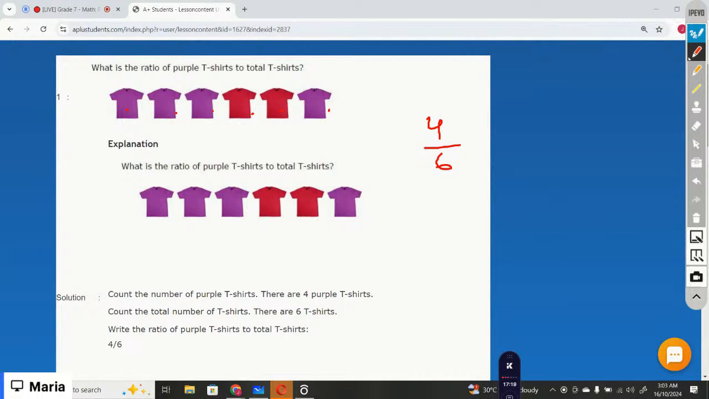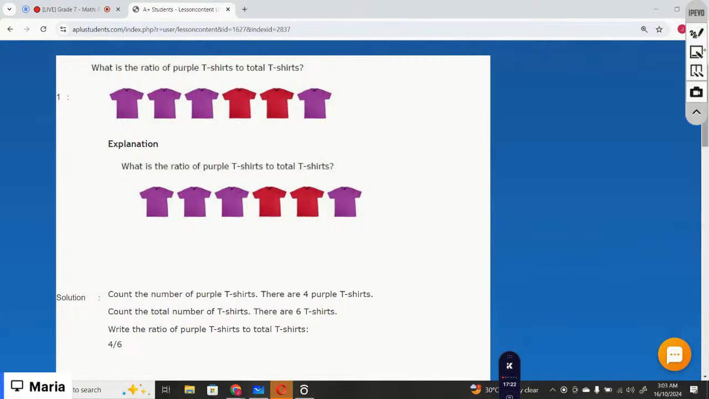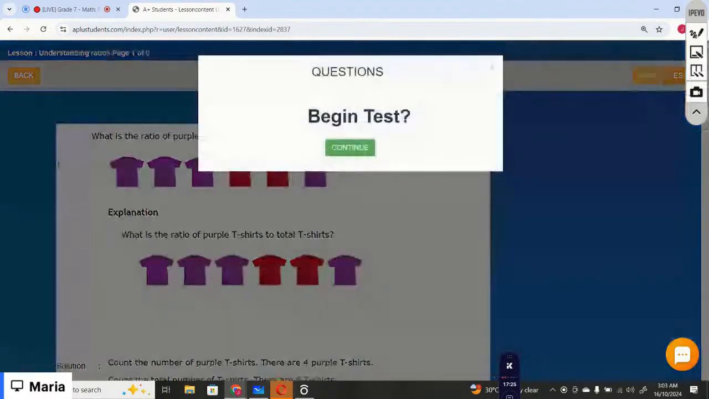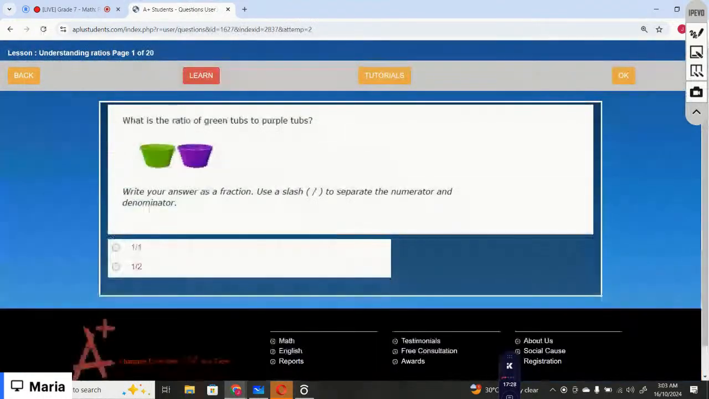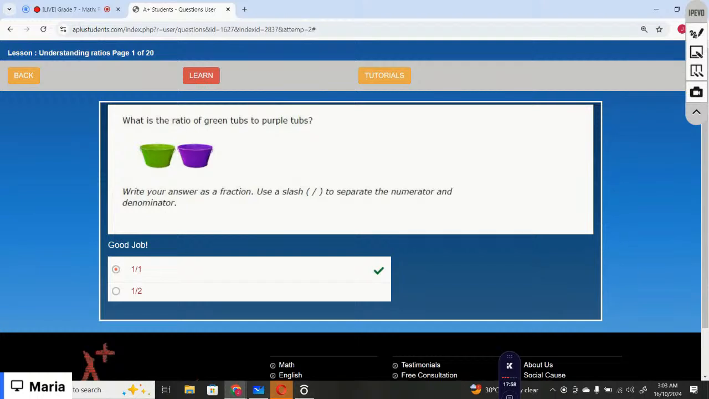Let's just start with the test questions. What is the ratio of the green tabs to purple tabs? So which is the correct option? Green tabs to purple tabs. You have one green tab and one purple tab. So that is 1 to 1. The correct option is option number 1. You have one green tab and one purple tab. So that is 1 ratio 1.